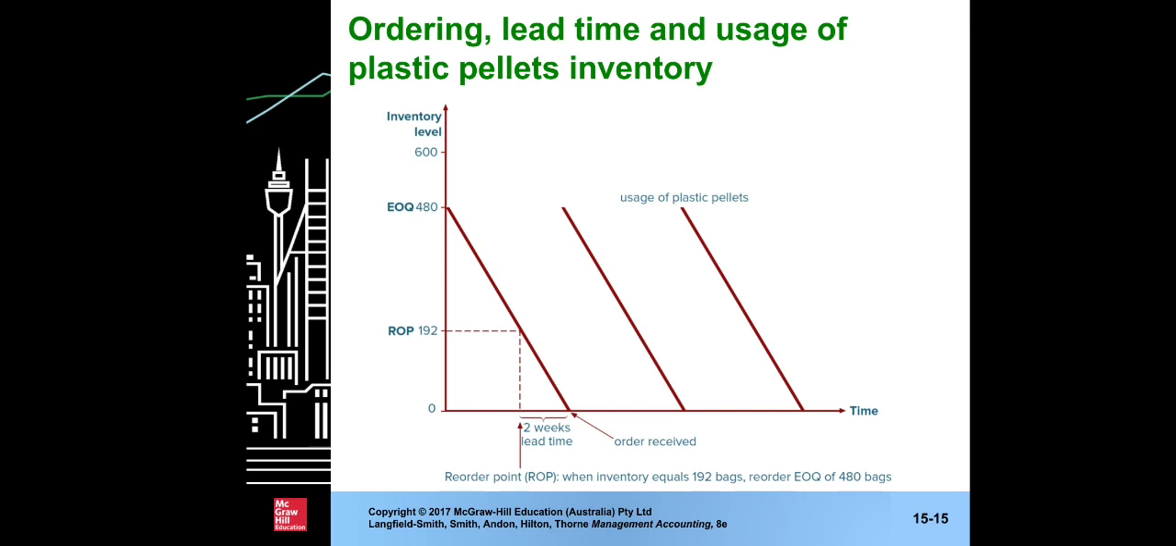Okay, you can see in this graph the EOQ is 480. EOQ has been calculated in the previous slide. There you have seen the formula and also the graph. What is the good quantity for every order?